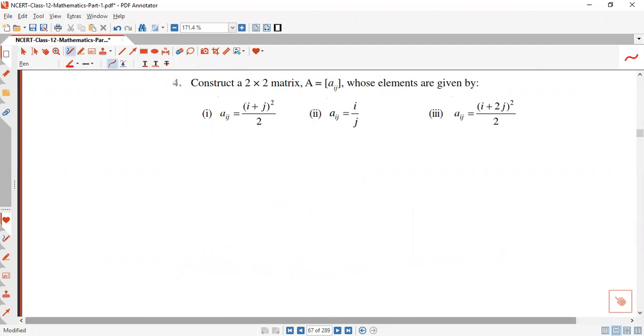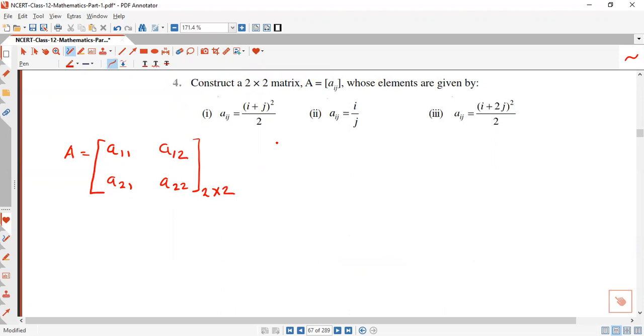Aij is given. Say we have to make a 2 by 2 matrix. The matrix A is that. The order is given as 2 by 2. Aij means A11, A12, A21 and A22. This is the order of the matrix, 2 by 2. The number of rows is 2 and the number of columns is 2.